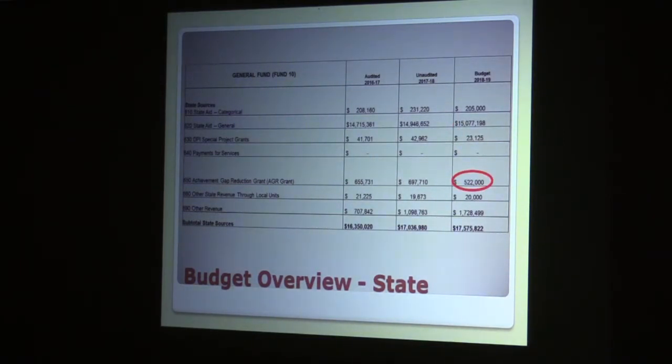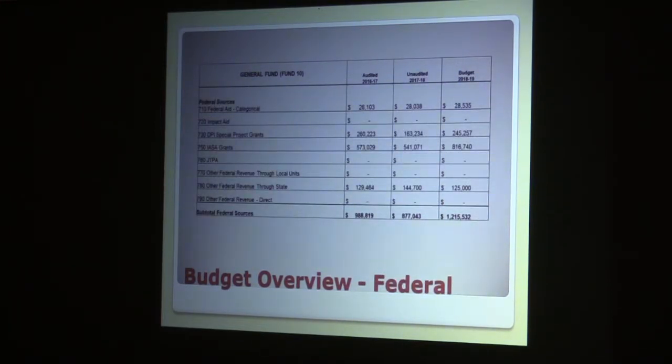One near and dear to Kelly's heart is AGR. It's $500,000. Then the other one that we're getting is this per pupil aid, and it also includes this year $160,000 of round one school safety grant monies.